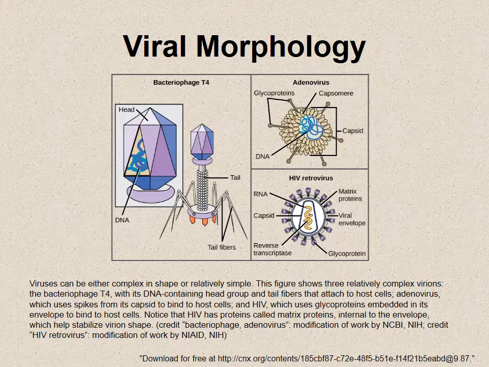There's also enveloped virions like HIV, and this is just showing the different morphologies. So this is the T4. This right here is the virus that causes respiratory illness, and then this is the one that causes AIDS.